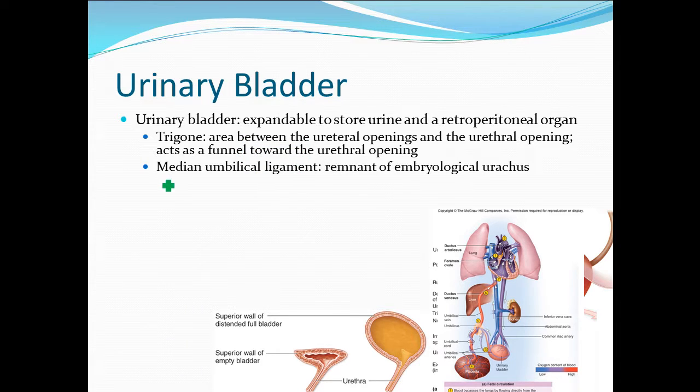There's also a median umbilical ligament that comes off of it. This median umbilical ligament is a remnant of the embryonic urachus. Okay, the urachus comes off of the urinary bladder and goes to the umbilical cord area, for the urine waste that the fetus has.